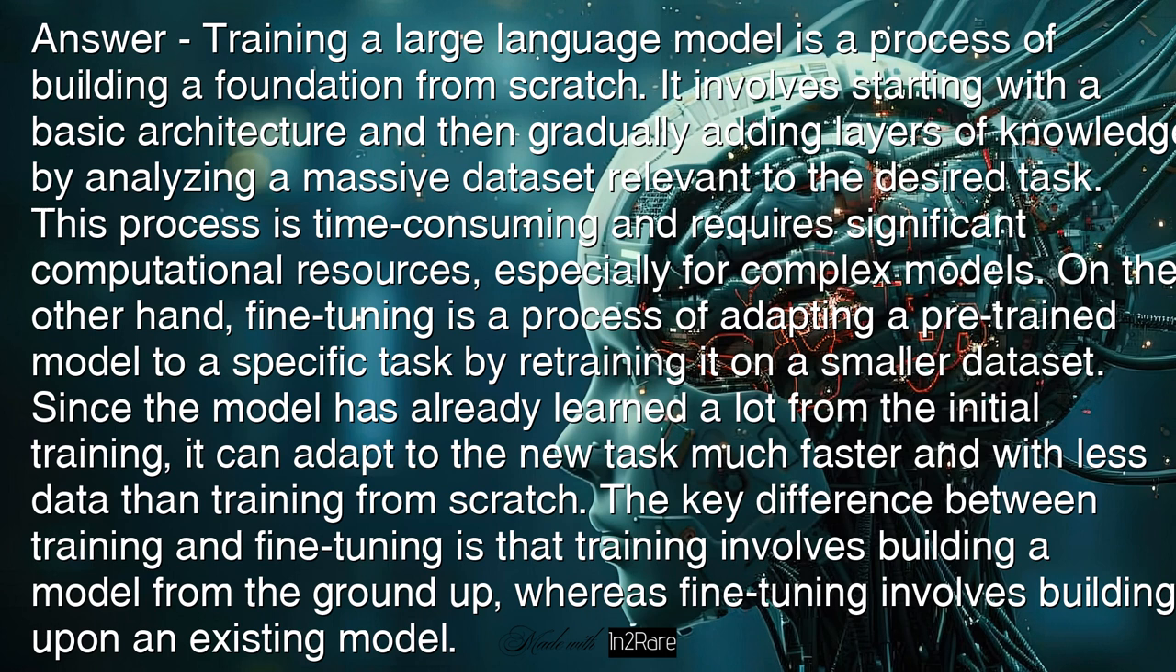On the other hand, fine-tuning is a process of adapting a pre-trained model to a specific task by retraining it on a smaller dataset. Since the model has already learned a lot from the initial training, it can adapt to the new task much faster and with less data than training from scratch. The key difference between training and fine-tuning is that training involves building a model from the ground up, whereas fine-tuning involves building upon an existing model.